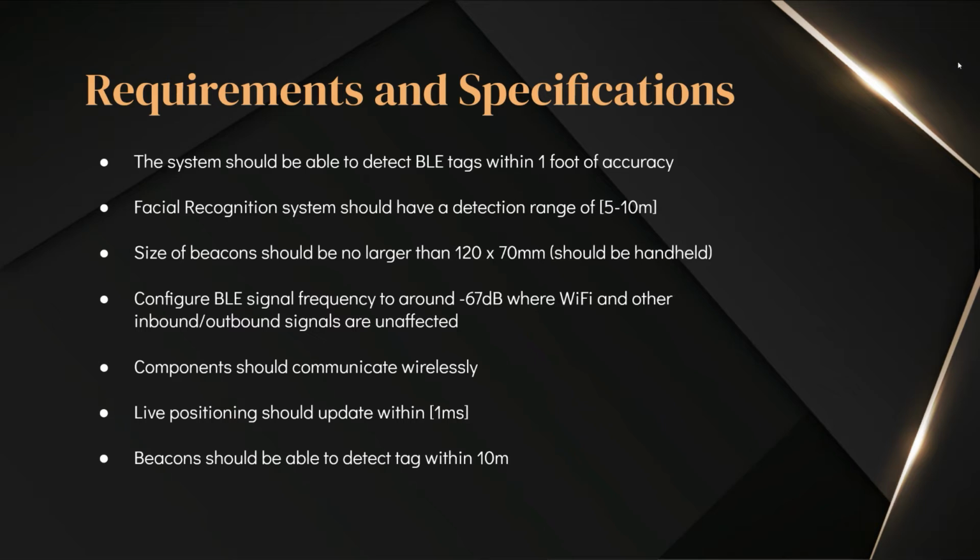And another specification is that we want the BLE signal frequency to be around negative 67 decibels, so that it doesn't interfere with any other signals such as Wi-Fi. And all of the components should communicate wirelessly with each other through either Bluetooth or Wi-Fi, as mentioned before. And we want the positioning to update within 1 millisecond to keep it relatively quick, and the beacon should be able to detect tags within 10 meters.